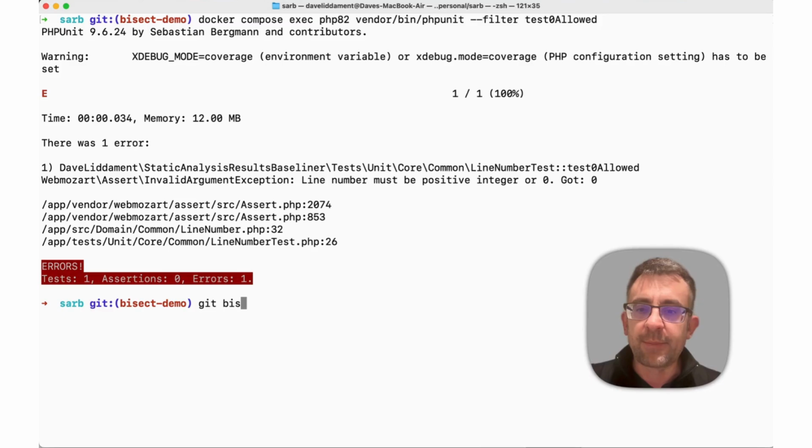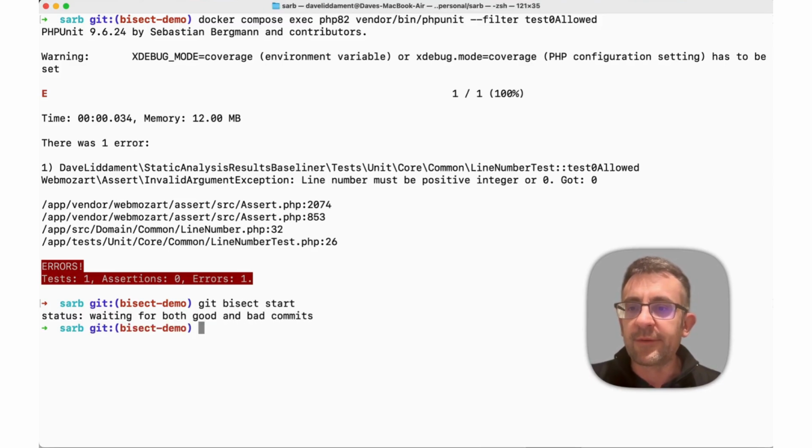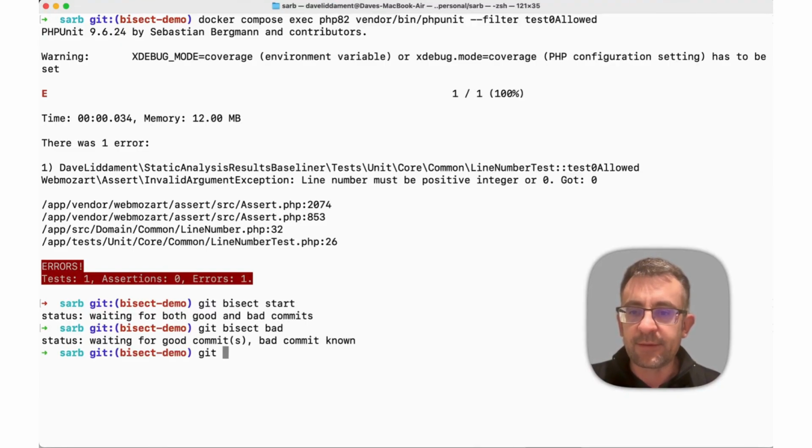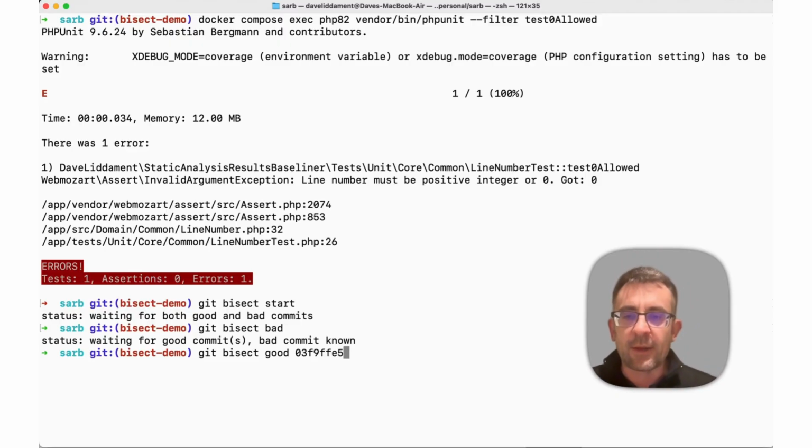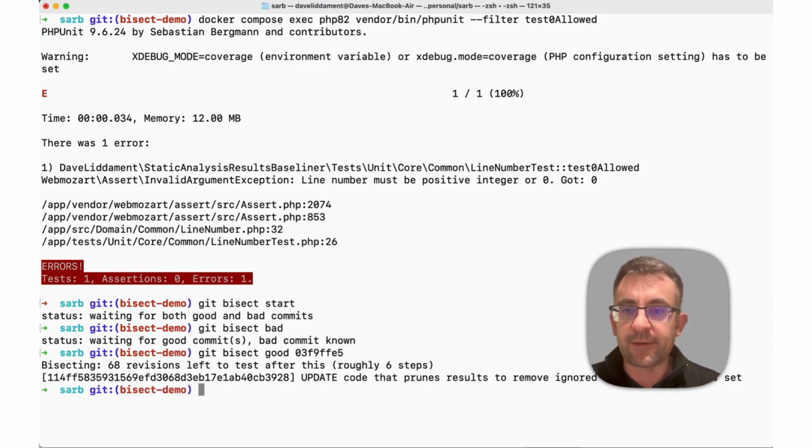So we first of all do git bisect start, and what it requires is for us to give it both a good and a bad commit. Now we know our current commit is a bad commit, so we can do git bisect bad. And we happen to know that the good commit is git bisect good, and the SHA I noted down from earlier was 03F9FFE5. I could always check out a branch at that commit and check that the test does pass, but we know that in this case the test does pass.